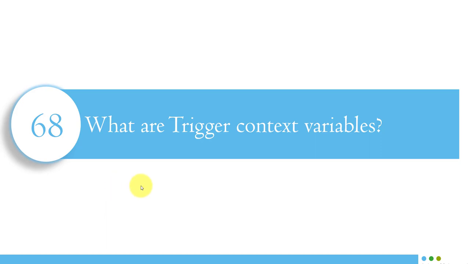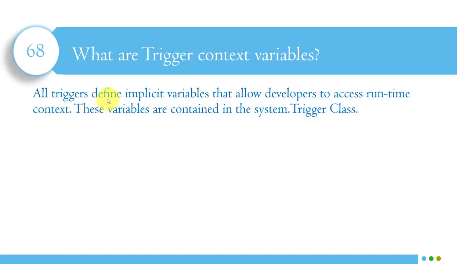Okay. Next question is, what are trigger context variables? This is a very important question. Normally people will ask you, what are these trigger context variables? All triggers define implicit variables. As I said initially, even though an Apex trigger is code like Apex, there is some code which you cannot write in a normal class, like context variables. You cannot use these context variables in a class, because they are very specific to the trigger.